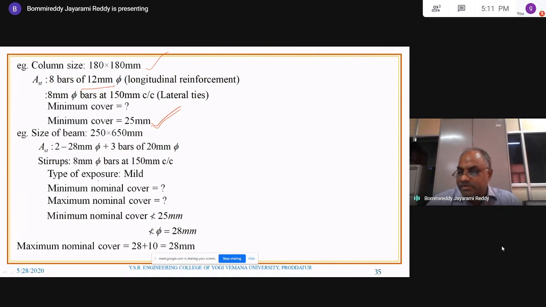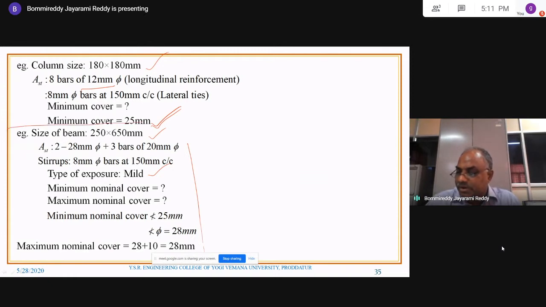And similarly, another example: the size of the beam is say 250 by 650, and steel reinforcement is 3 bars of 20 mm, with stirrups, and this type of exposure. The question is, what is the minimum nominal cover? The minimum nominal cover will be, okay, some other values.